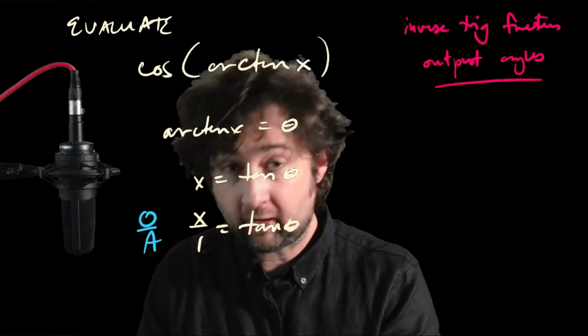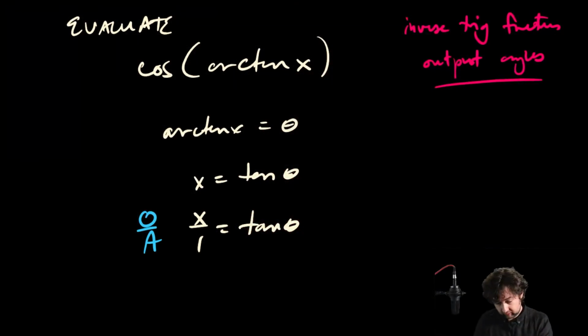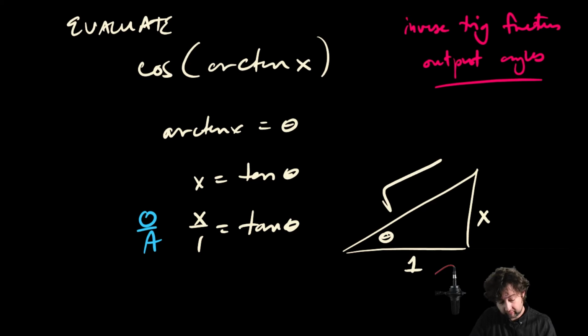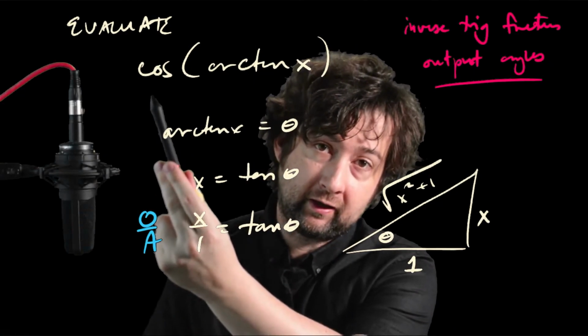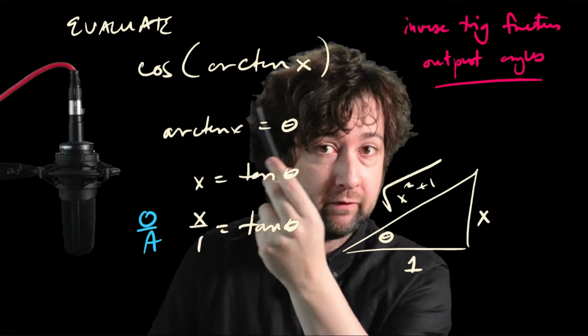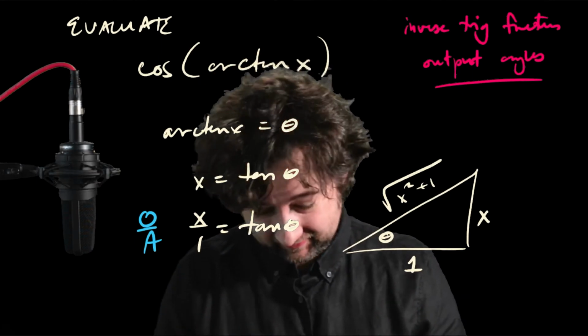And so the triangle that's associated with this is going to look like a right triangle. It's going to have a theta down here. And then the opposite side is of length x, and the adjacent side of that angle is of length 1. And so just by the Pythagorean theorem, you know that this other side must be the square root of x squared plus 1. Now, what the question was originally asking you to evaluate was the cosine of the arctangent of x, which means that really we wanted to know the cosine of theta. So what is the cosine of theta?